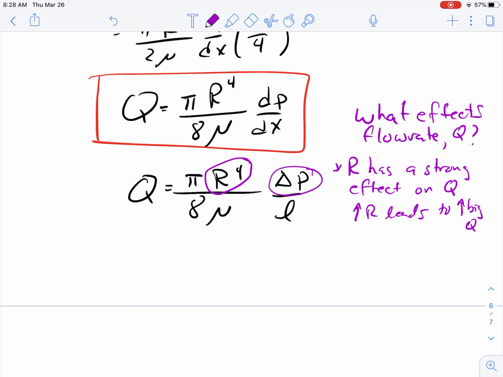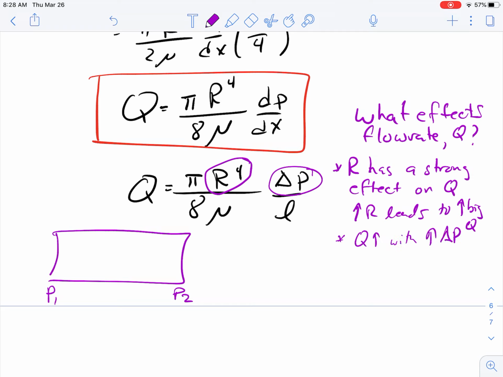We can now look at the pressure drop. The larger the pressure drop, the larger the flow rate, and that makes sense. If I have my pipe and I have P1 and P2, these are like forces on the left-hand side and the right-hand side. If I increase this pressure drop, there's going to be more force to push through the pipe, and so we'll have a higher flow rate. So Q increases with increases in the pressure drop applied to the pipe.